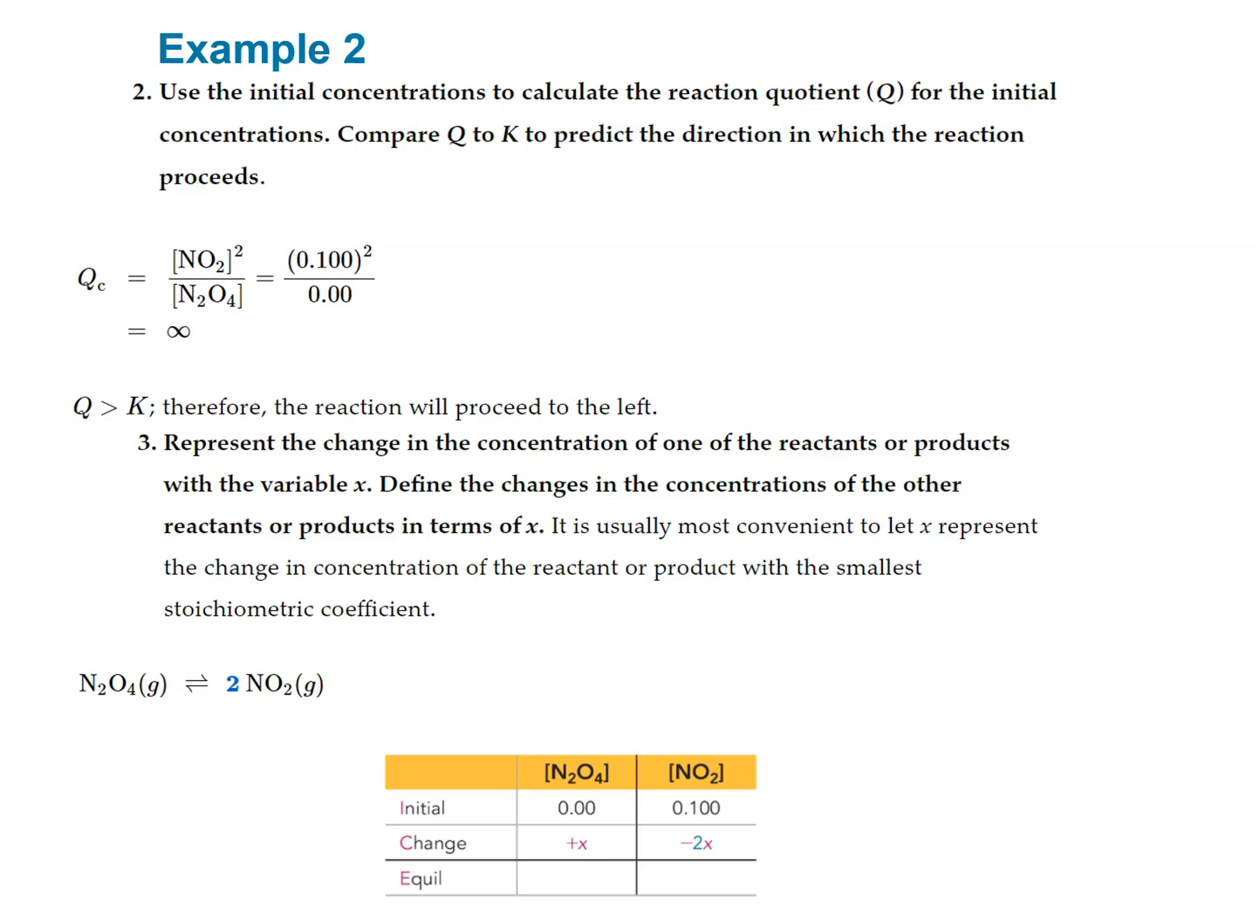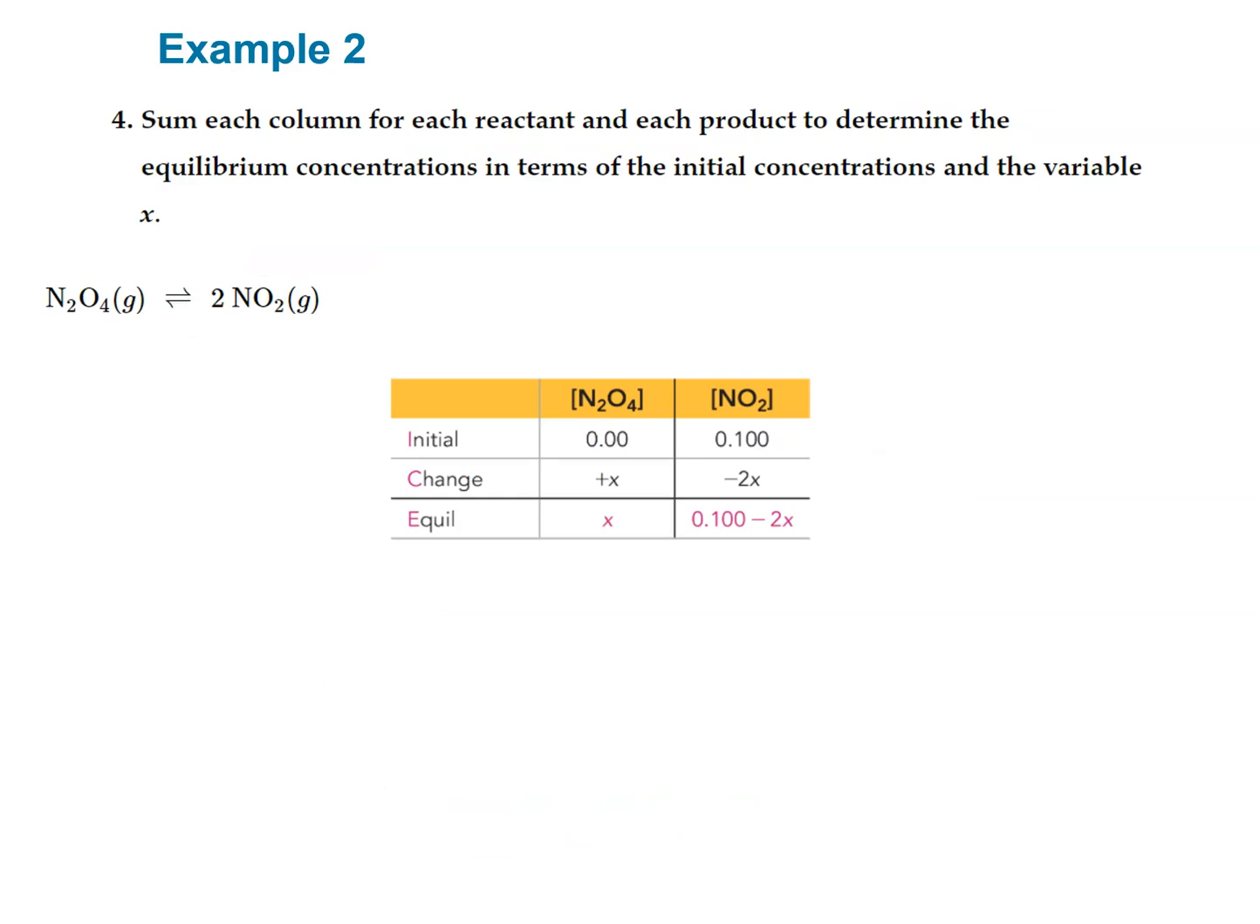So in this case, when we look down here at our ICE table, we can see that initials are 0 and 0.1 for the dinitrogen tetroxide versus the nitrogen dioxide, respectively. And change will be plus X for the N2O4 and minus 2X for the NO2. Now that we have this, we can make our equilibrium expressions where N2O4 will simply be X, and our equilibrium expression for our product NO2 is going to be our initial 0.100 minus 2X.